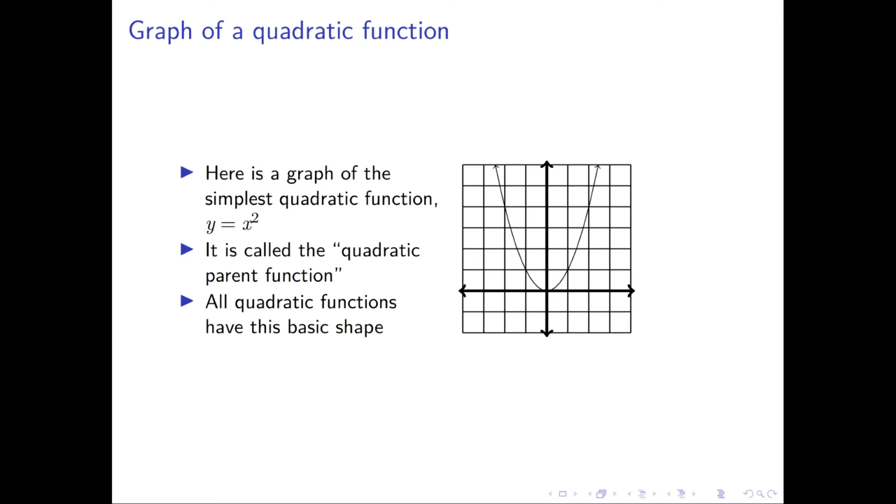Now this is a graph of the simplest quadratic function, y equals x squared, and it's sometimes called the quadratic parent function because all quadratic functions have this basic shape, and they are all variations of this. So some might be a little narrower or wider, they might move around, but they still have the same basic shape.